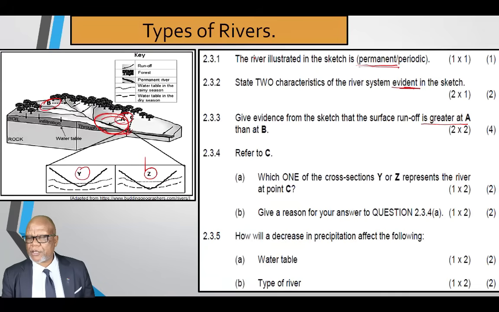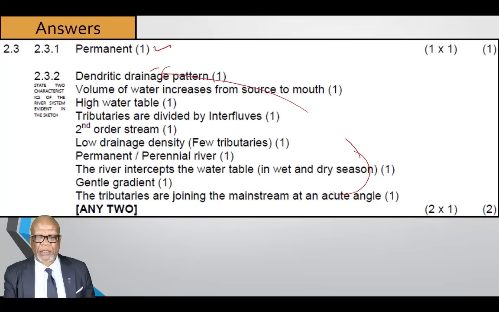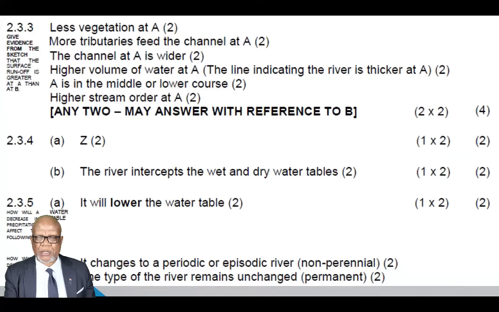Give evidence from the sketch that the surface runoff is greater at A than at B. Now, how do you tell that it's greater at A than B? There is less vegetation at A. More tributaries feed the channel at A. The channel at A is wider, higher volume of water at A. A is in the middle or lower course, higher stream order at A.